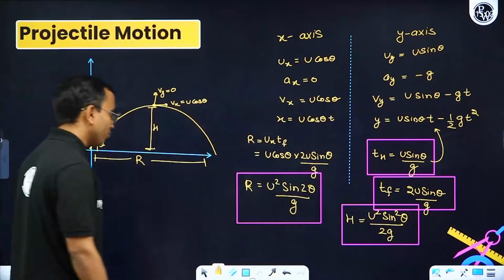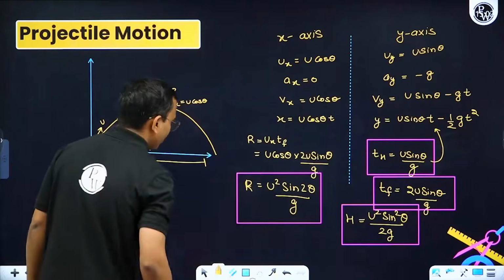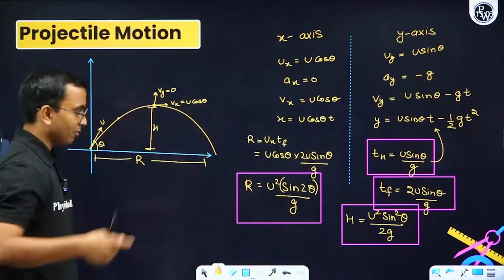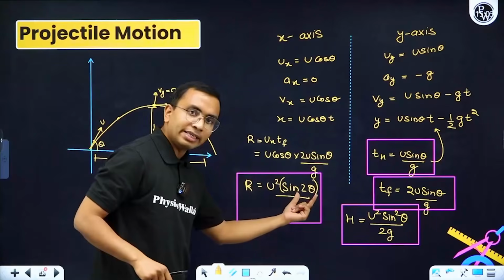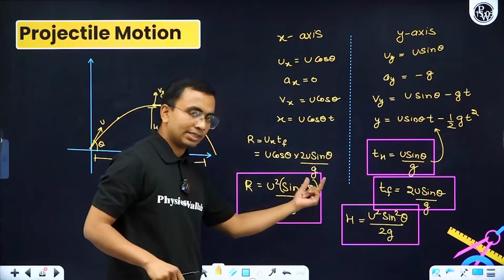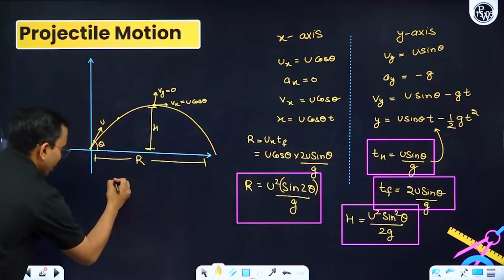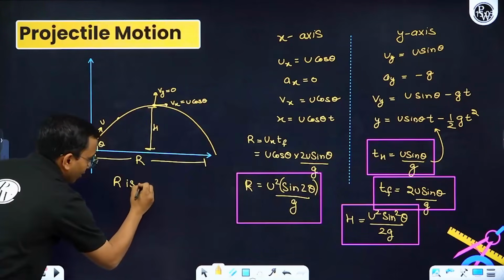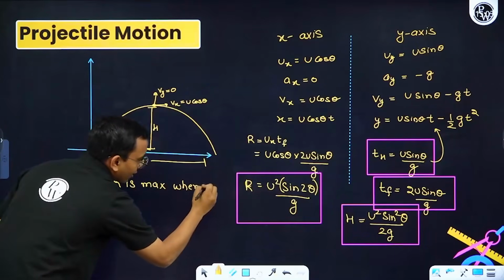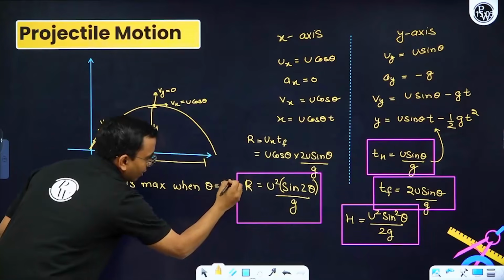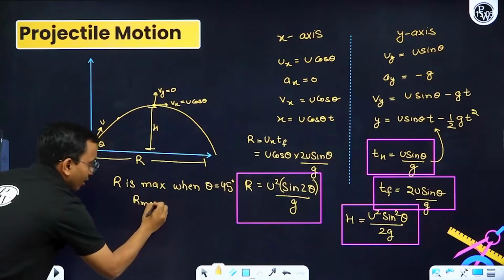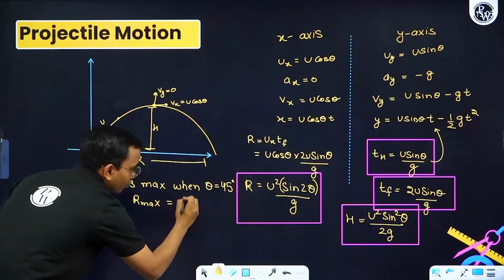So these are all the things you need to do. Okay, now a few more fundamental things. The range is maximum when this sin 2 theta term is maximum. It means sin of 90, because sin is maximum at 90, so 2 theta is 90, theta is 45. So range is maximum when the angle of projection is 45 degrees, and that maximum range will become u square by g.